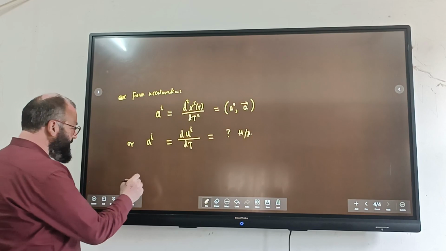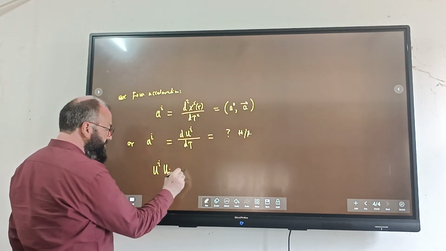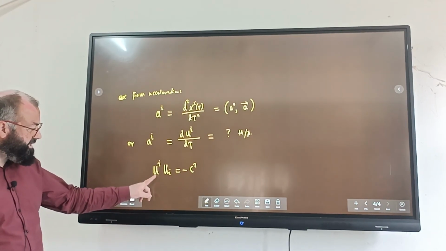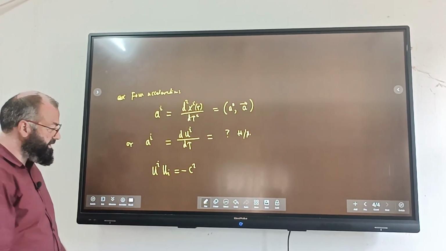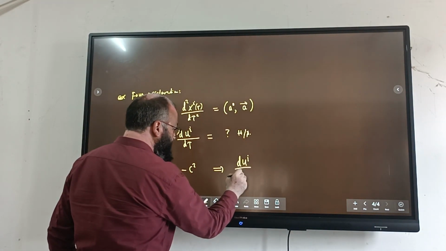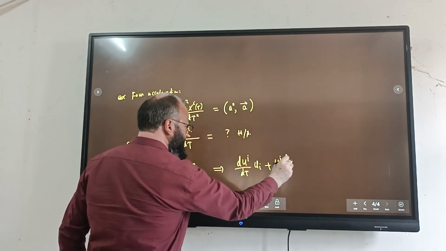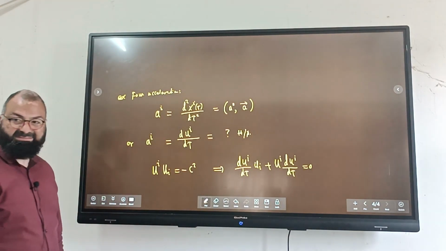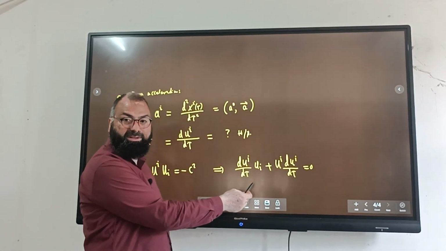Okay. So now let's look at this very relation. You have u_i u^i, that's actually equal to minus c². Okay. So now let's differentiate this very relation with respect to proper time. Clear? So differentiating, it will be du_i/dτ u^i plus u_i du^i/dτ, that's equal to 0 because this is a constant. Clear? Okay, so now these are actually the same quantities.